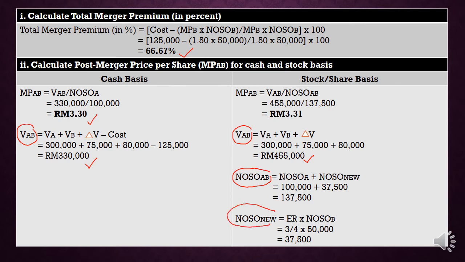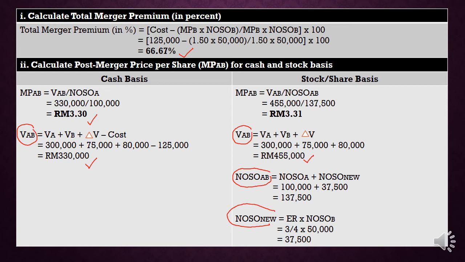And to calculate for NOSO new, if you are looking back into the list of the formulas, there are two formulas available to calculate NOSO new. The first formula is regarding formulas if the exchange ratio, which is ER, is not given in the equation. And the second formula is regarding the formulas if the exchange ratio is given in the equation. And based on the information in the equations, it was mentioned that the exchange ratio for the company is 3/4.